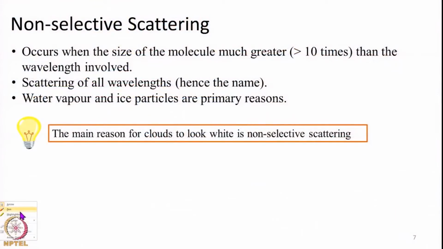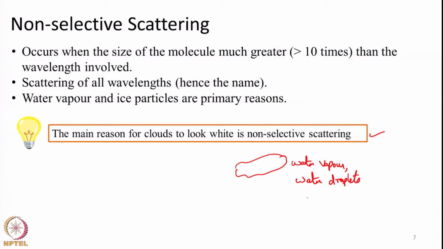Larger particles such as ice crystals in cloud or water droplets, which are much bigger than the wavelength of EMR, will cause non-selective scattering. One important or interesting point to notice: the main reason for clouds to look white is non-selective scattering. Clouds are primarily composed of water vapor, water droplets, and in some clouds, ice crystals also.